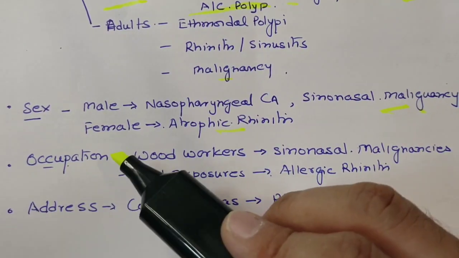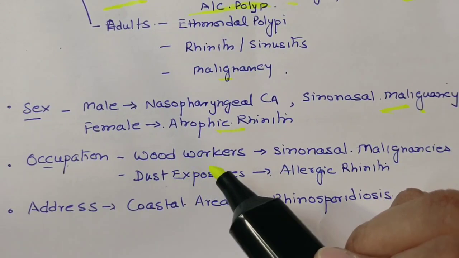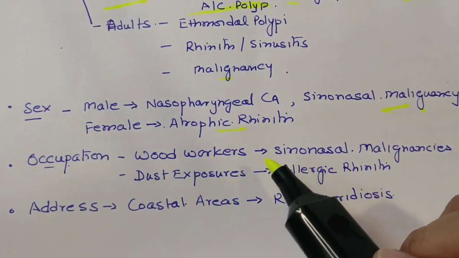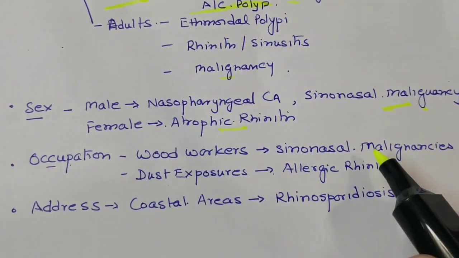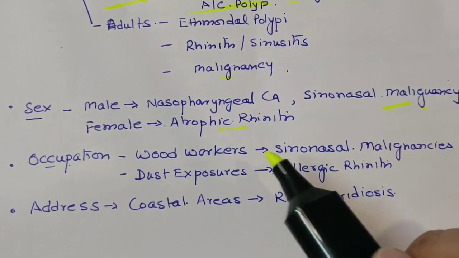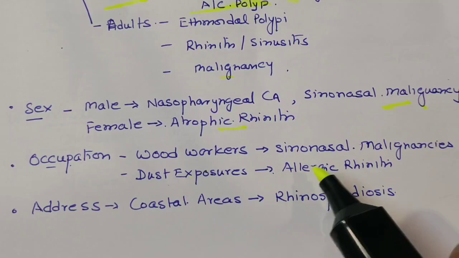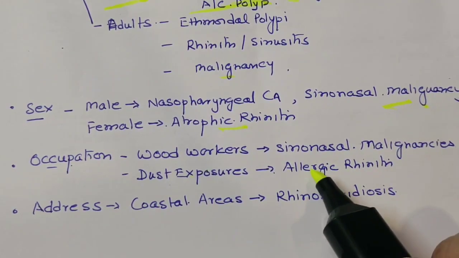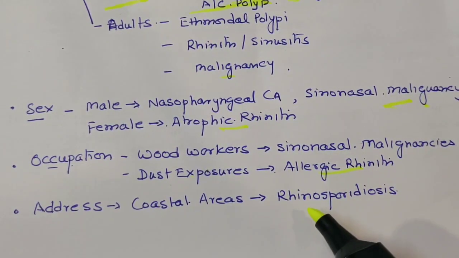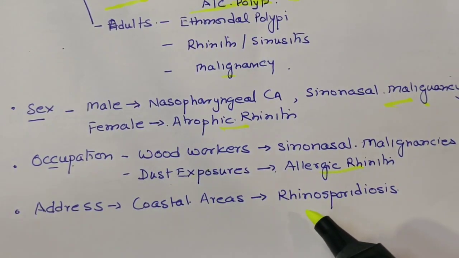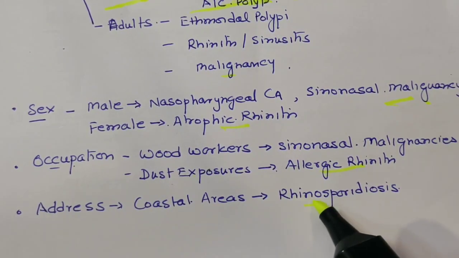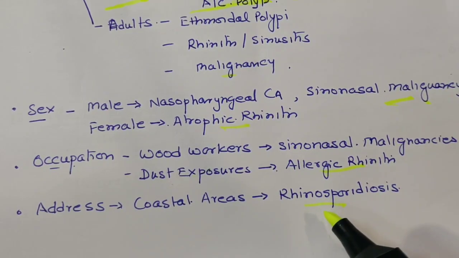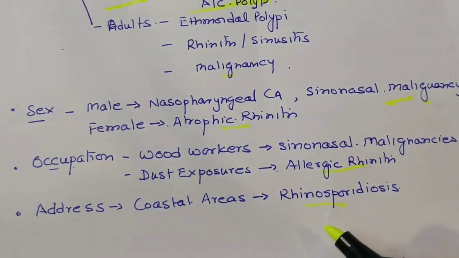The occupation also gives us an indication about certain problems. Sinonasal malignancies are more common in woodworkers, and exposure to dust will definitely lead to allergic rhinitis. Then patients from certain coastal areas are more predisposed to a granulomatous condition called rhinosporidiosis.